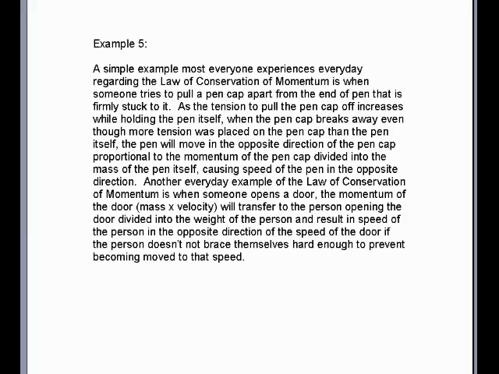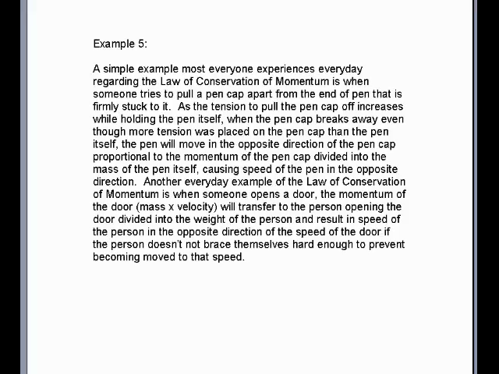Another example. A simple example most everyone experiences every day regarding the law of conservation of momentum is when someone tries to pull a pen cap apart from the end of a pen that is firmly stuck to it. As the tension to pull the pen cap off increases while holding the pen itself, when the pen cap breaks away, even though more tension was placed on the pen cap than the pen itself, the pen will move in the opposite direction of the pen cap proportionally to the momentum of the pen cap divided into the mass of the pen itself, causing speed of the pen in the opposite direction.